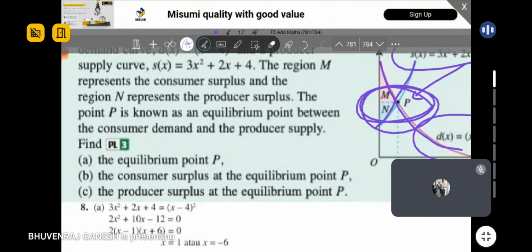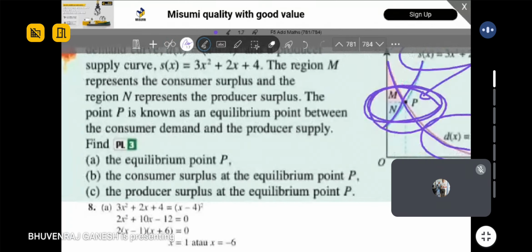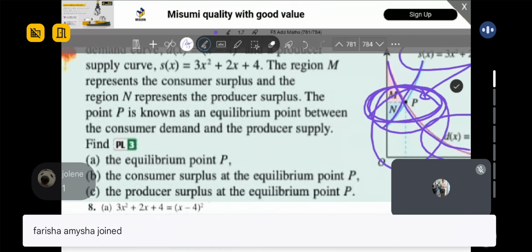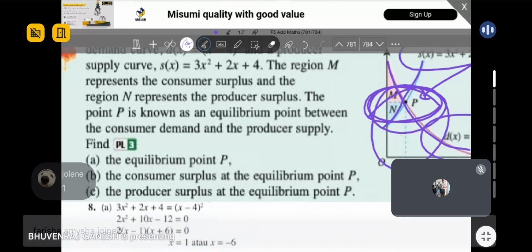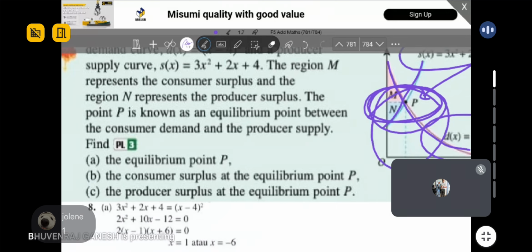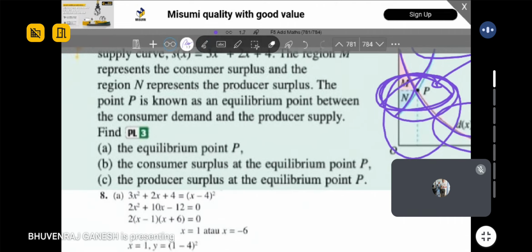Okay, guys. So now you tell me, nilai mana X adalah untuk P? 1 or negative 6? Which one is the correct value? If you refer to the graph, mana nilai yang saya kena terima? Yes. Okay, you accept number 1 because it's on the positive x-axis. Bahagian paksi X yang positif.